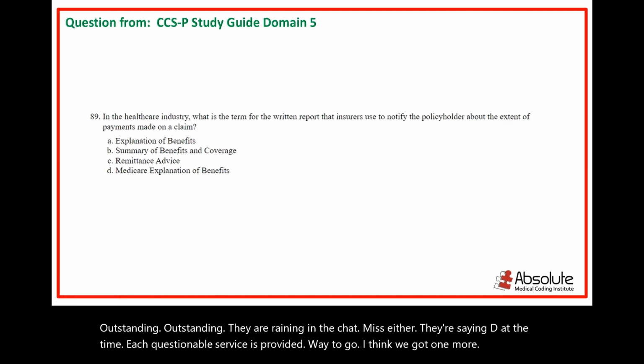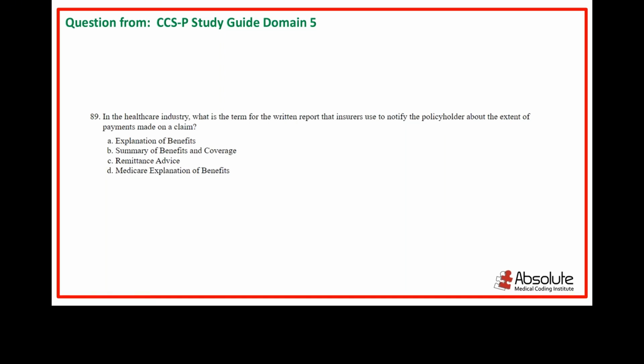All right. In the healthcare industry, what is the term for the written report that insurers use to notify the policyholder about the extent of payment made on a claim? A, explanation of benefits. B, summary of benefits and coverage. C, remittance advice. D, Medicare explanation of benefits.